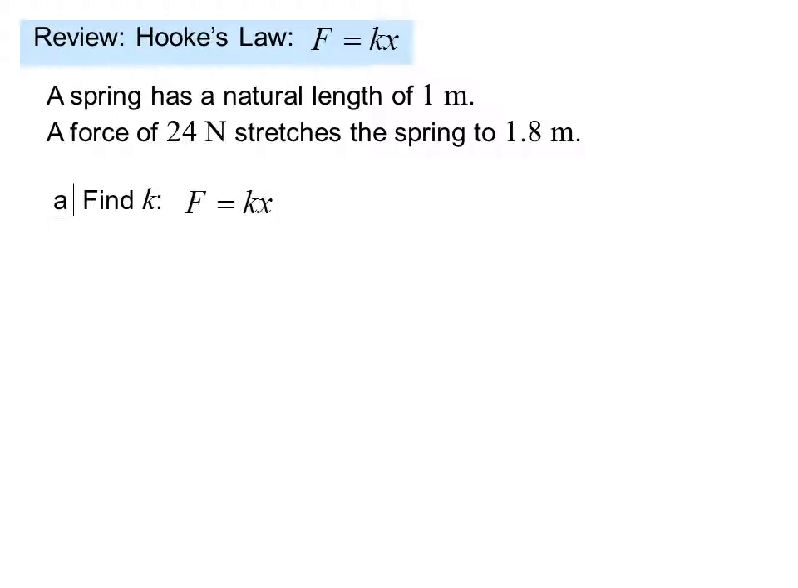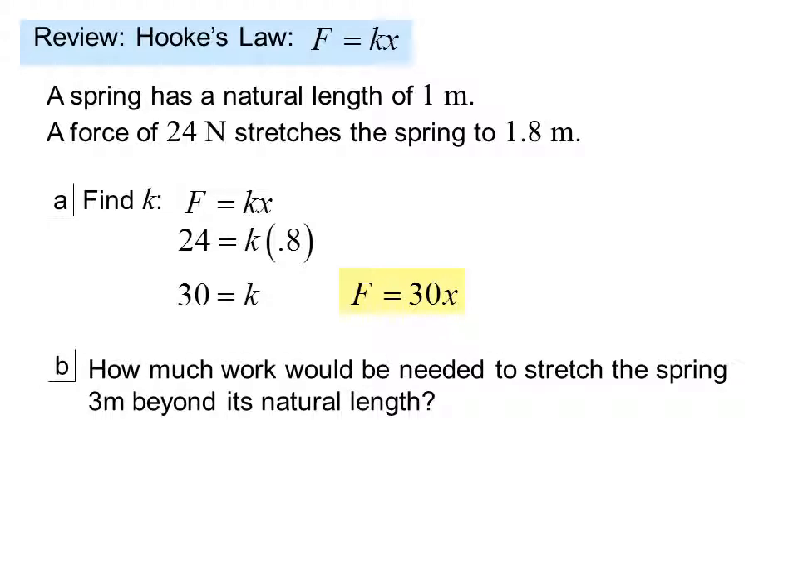We have F equals kx. So 24 equals k times 0.8. Dividing by 0.8, we get 30 equals k. So our force equation is F equals 30x. How much work would be needed to stretch the spring 3 meters beyond its natural length?